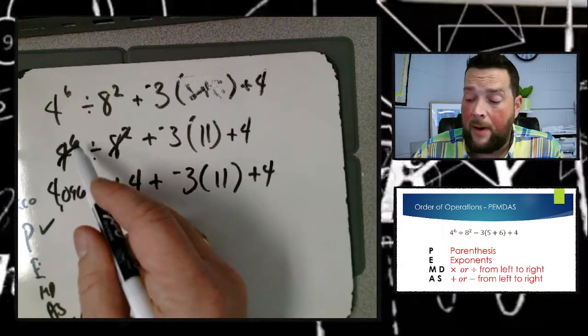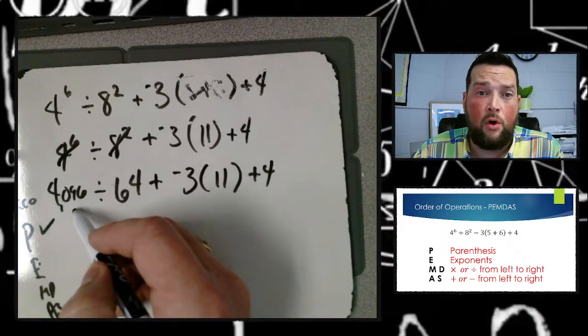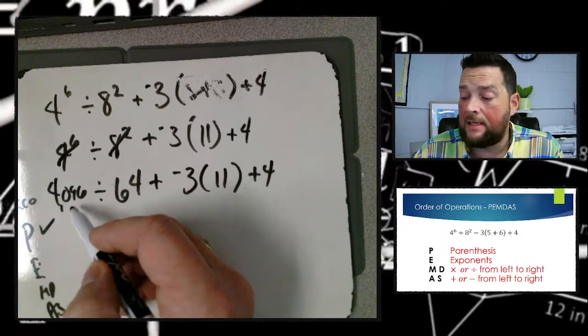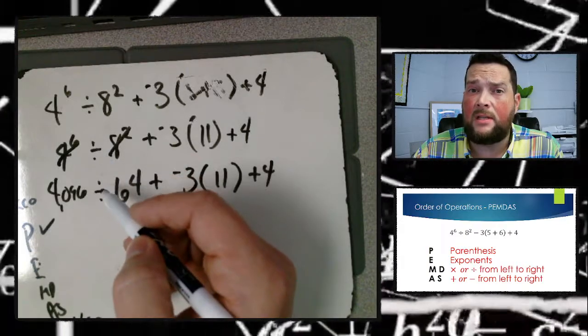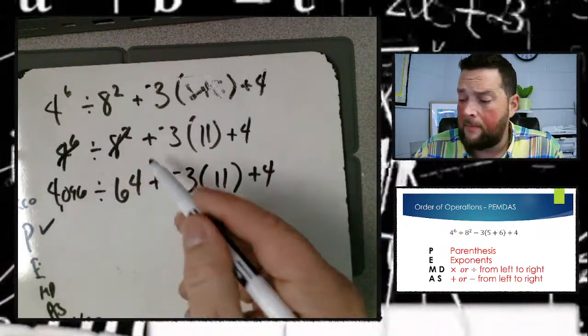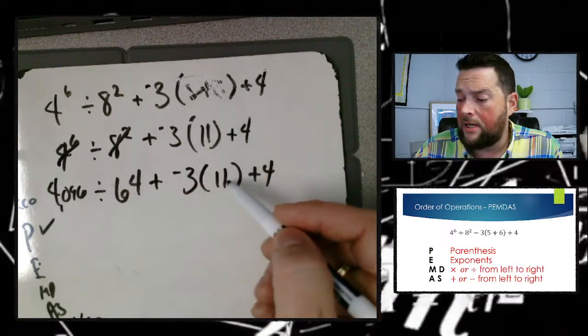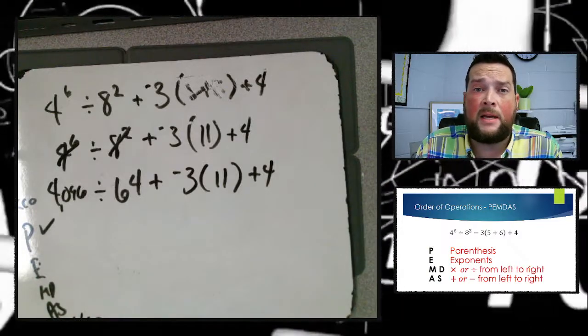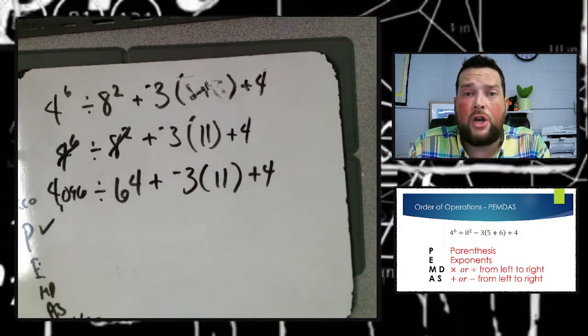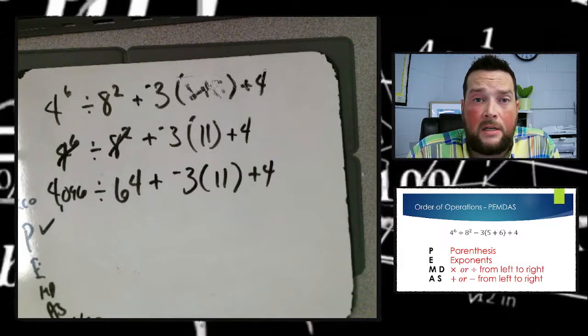I did this 4 to the power of 6, I crossed it out and I wrote it down here, it's 4,096. And then I brought down everything that I haven't touched. I haven't messed with this division yet, that plus sign, that -3 times 11 or plus 4. I haven't messed with any of that other stuff, so I'm just going to bring it down and move on down to the next step.